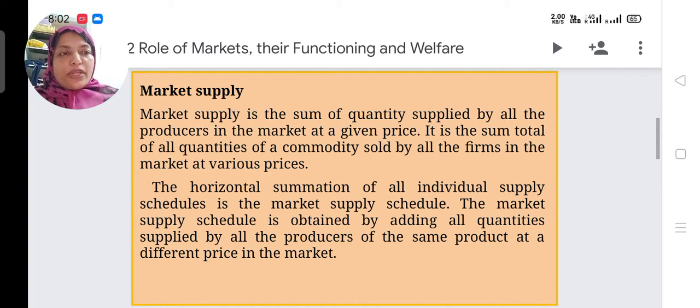market supply. The horizontal summation of all individual supply schedules is the market supply schedule. If we add the supply at Karaikal, then at Kottucherry, then Tirunellar, we will get the supply schedule. The market supply schedule is obtained by adding all quantities supplied by all producers of the same product at different prices in the market. That is market supply.